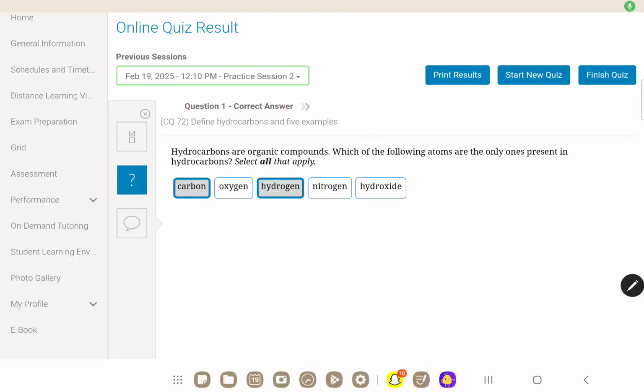So today we're going to be doing the Chemistry Week 9 AMS quiz. It's really easy this week. Part of it's organic chemistry, but really easy. Anyways, let's start. Hydrocarbons are organic compounds.